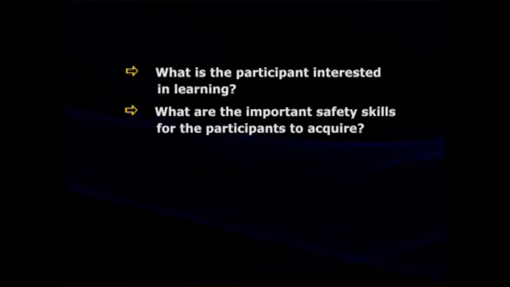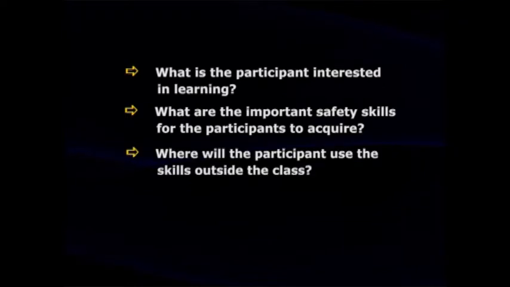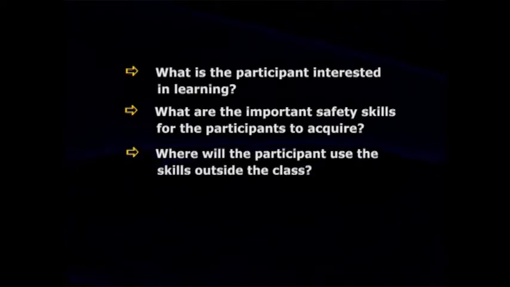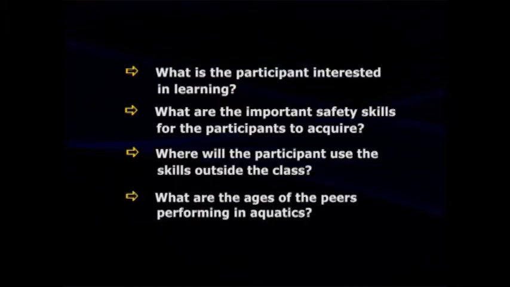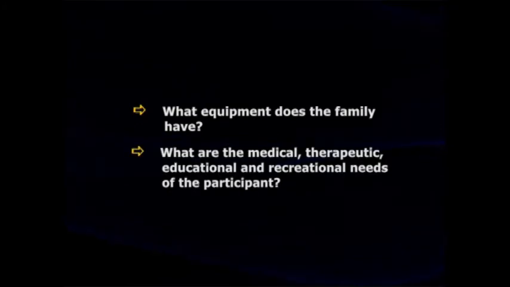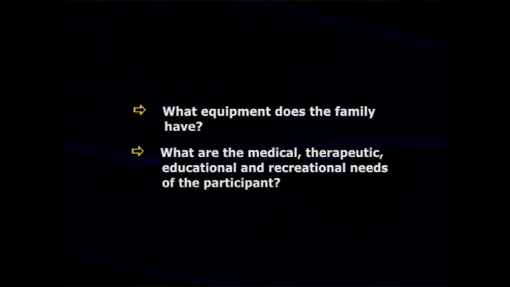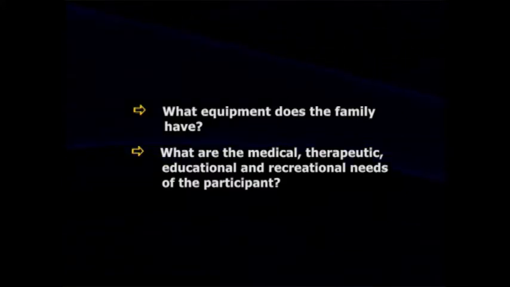Number 1. What is the participant's interest in learning? Number 2. What are the important safety skills for the participant to acquire? Number 3. Where will the participant use the skill outside the class? Number 4. What are the ages of the peers performing in aquatics? Number 5. What equipment does the family have? And last, number 6. What are the medical, therapeutic, educational, and recreational needs of the participant?